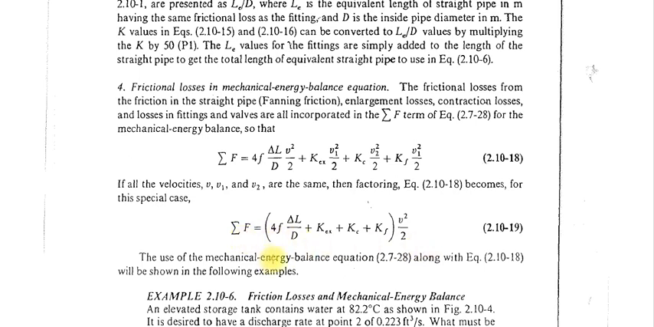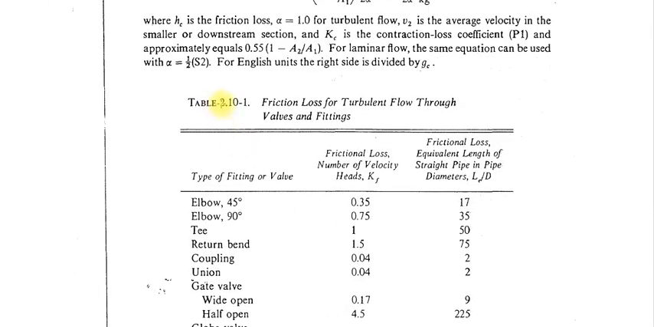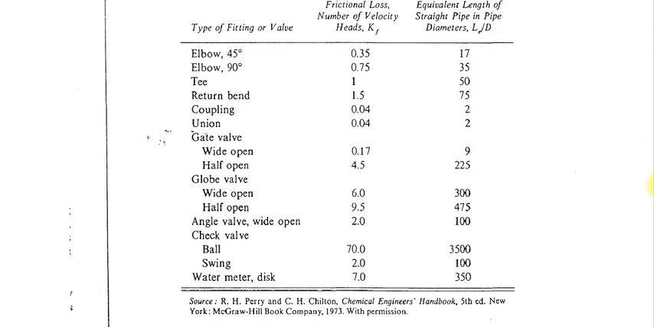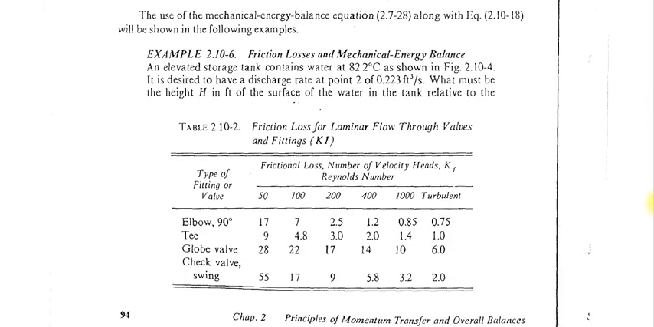So sigma F can be calculated by using this equation 2.10-19, where the Kf is the loss coefficient which is given in table 2.10-1. In table 2.10-1 you can find the Kf values given for different types of fittings, so you can refer to this table also. Now we will solve some problems.